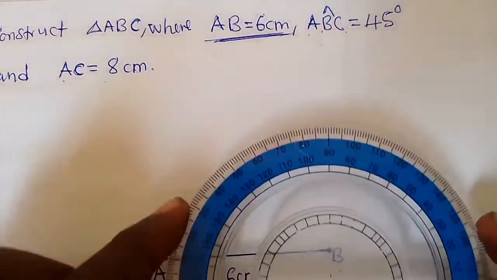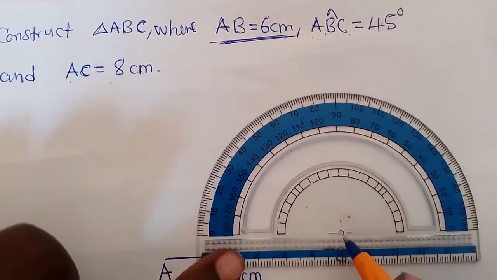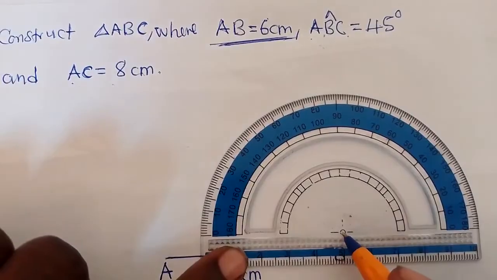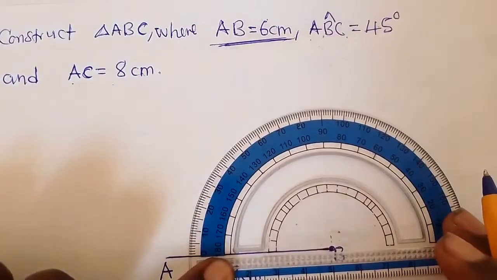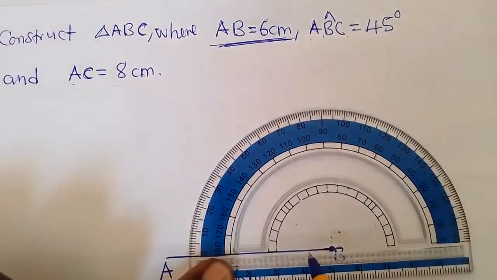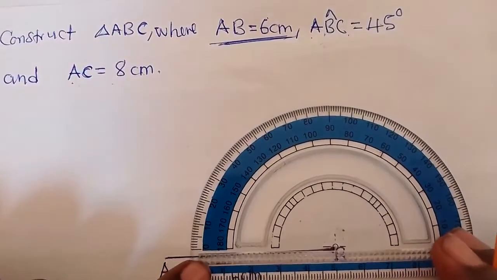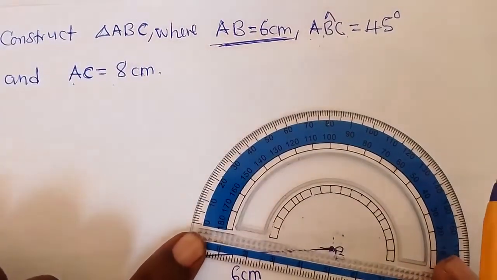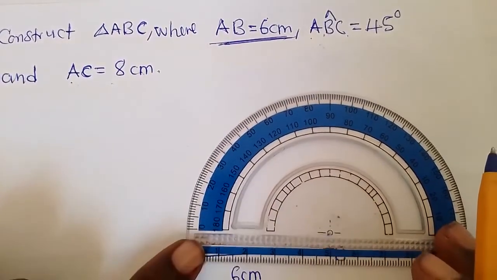Have you seen this thing here? Every protractor has got this point. This middle point should be on this point here, on B. Then this line here should lie along this line like this. It should not be like this. Once you do this, you've made a mistake. It should be straight like this.